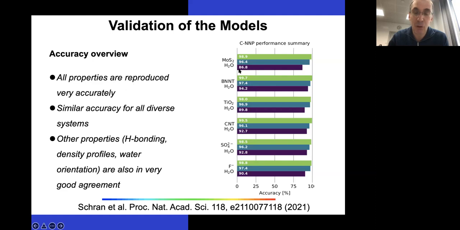And for all of the various systems we explored, we looked at water in molybdenum sulfide, water in boron nitride nanotubes, water at the TiO2 interface, carbon nanotubes, ions in water. For each one of these systems, our automated active learning approach for training and automated testing approach produced potentials that yielded very high levels of agreement with the initial ab initio training data.